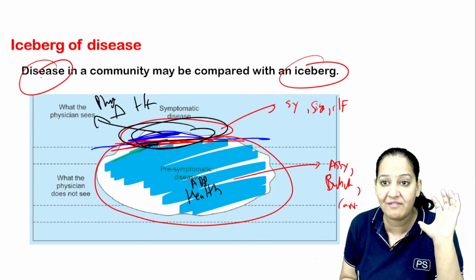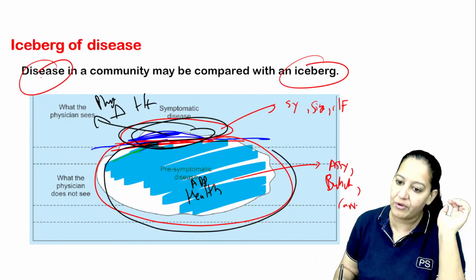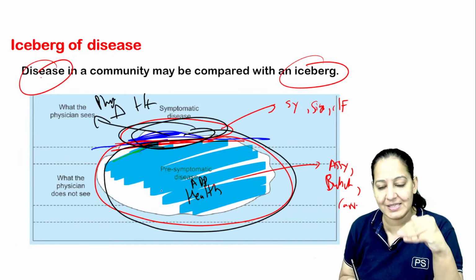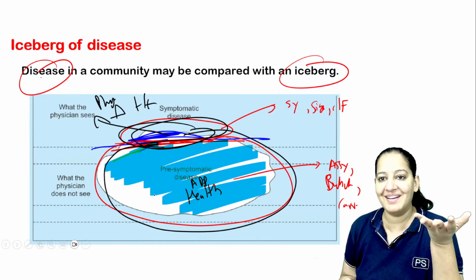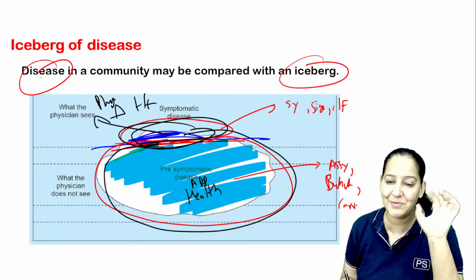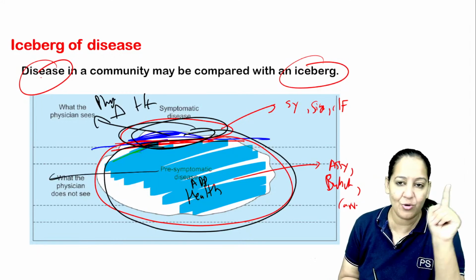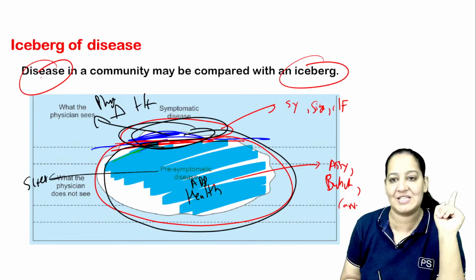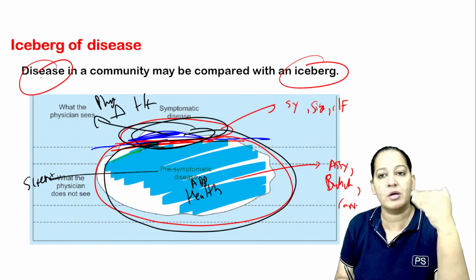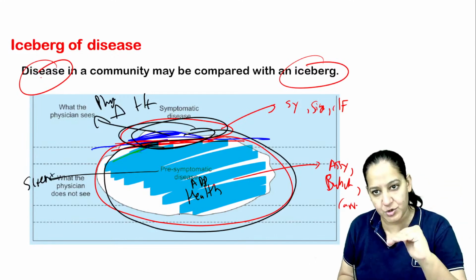It's very easy to deal with the tip, but the difficult portion to treat and get diagnosed first is the submerged portion, because they look healthy now. How do we come to know that they are diseased? The disease is very small inside them. So for them, we don't apply a diagnostic test, we perform a screening test on them. Diagnostic test is performed on the tip, screening test is performed on the submerged portion.